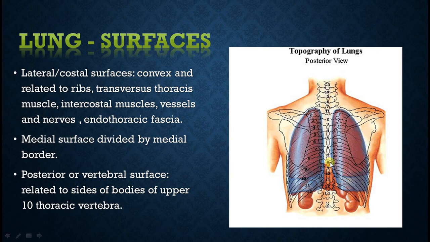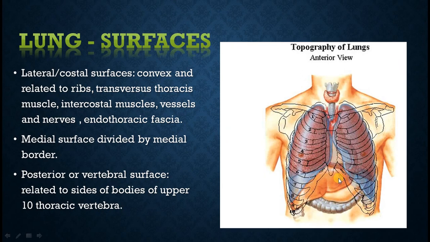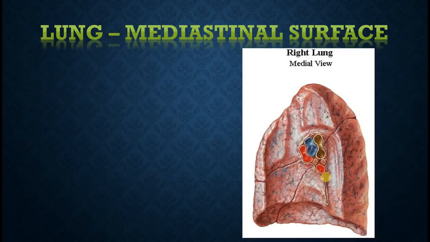For the time being, remember that it is related to the first 10 bodies of the thoracic vertebra, intervertebral discs, then the posterior intercostal part where the posterior intercostal vessels will be emerging. Next, the anterior mediastinal surface. This is the anterior mediastinal surface. So far we have seen the posterior medial surface, due to the posterior vertebral part and the anterior mediastinal part.